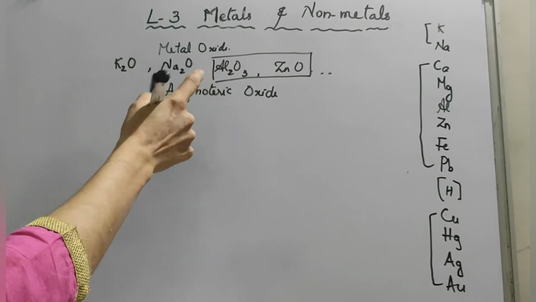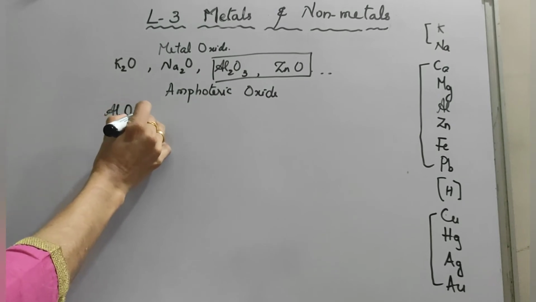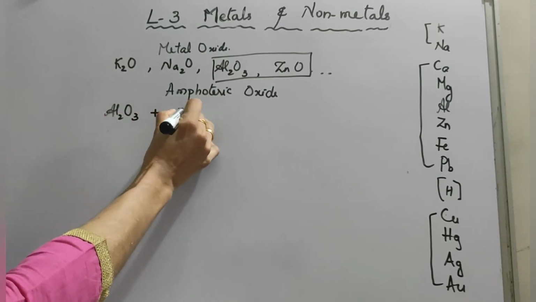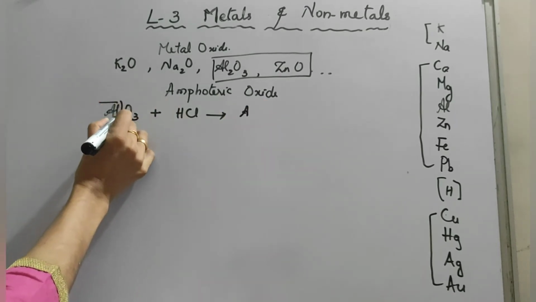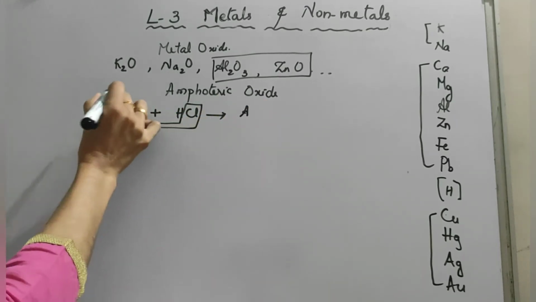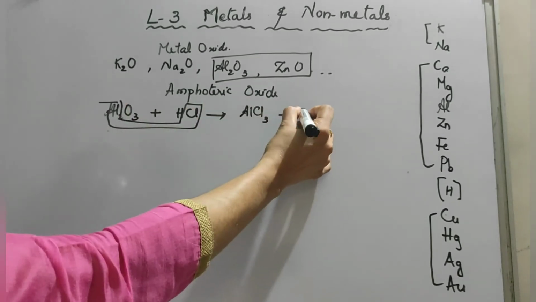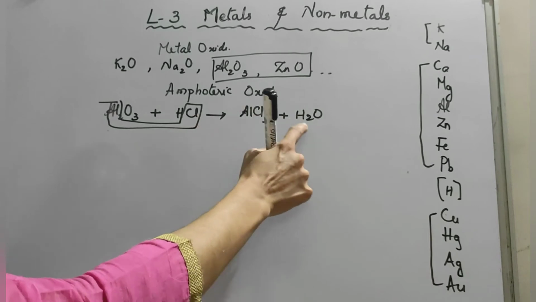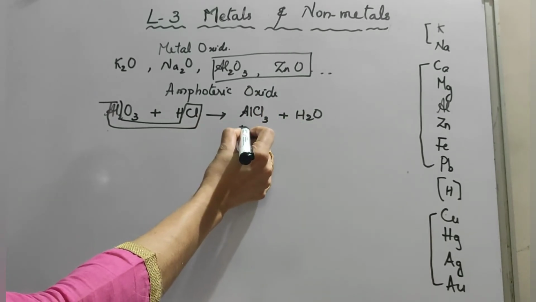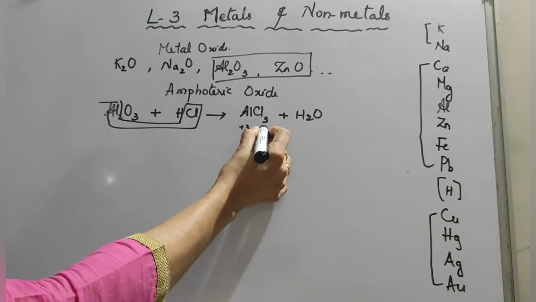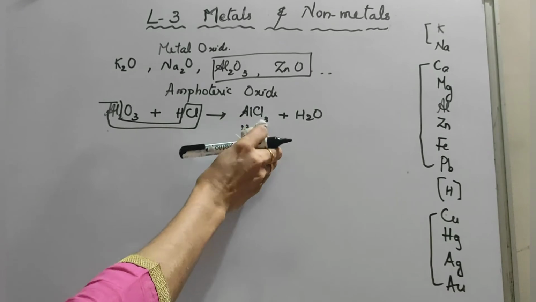Let's check the equation. In the case of aluminium oxide, it reacts with acid to form salt. That means aluminium oxide reacts with HCl to form salt, AlCl3, plus water. In the case of aluminium, we know that the ionic state of aluminium is +3 and chlorine is -1. Cross multiply, we get AlCl3 like this.